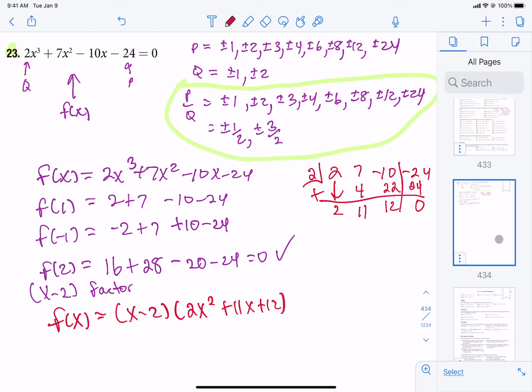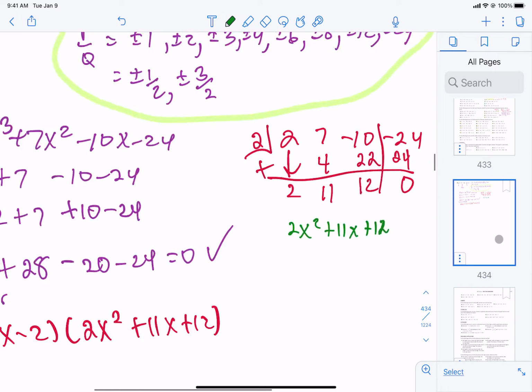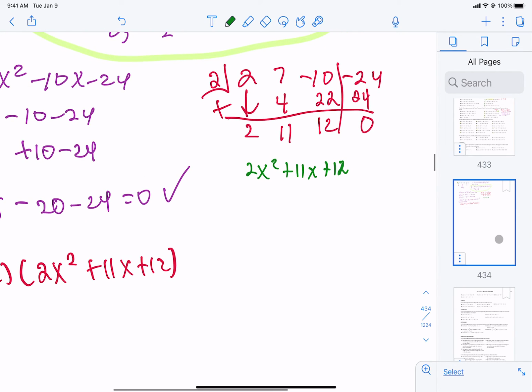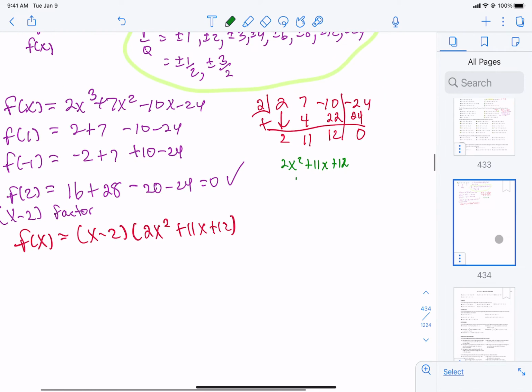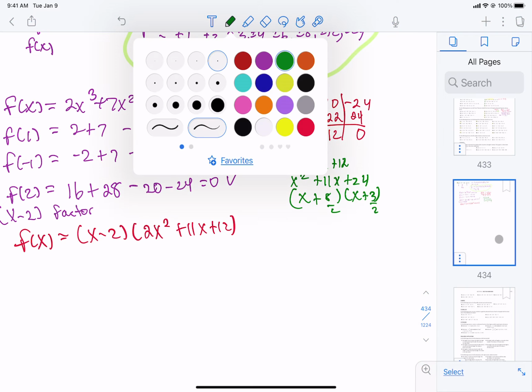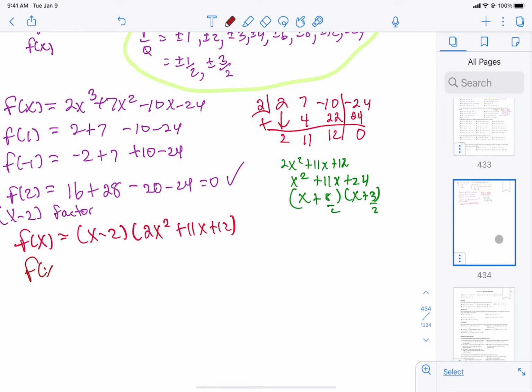Is 2x squared plus 11x plus 12 factorable? It sure is. Let's talk about how. 2x squared plus 11x plus 12 is a great candidate for slide and divide. So if we slide over the 2, that's 24. What are the factors of 24 that add up to 11? Well, 8 and 3. But we slid over a 2, so we've got to divide by 2. So that actually factors into 3 nice pieces, x minus 2, x plus 4, and 2x plus 3.